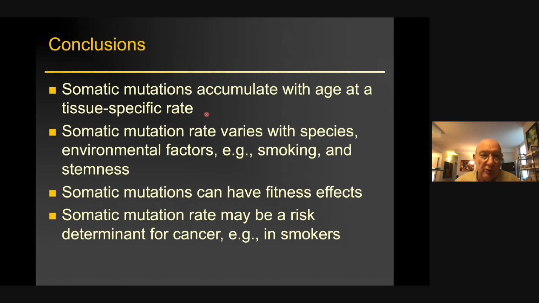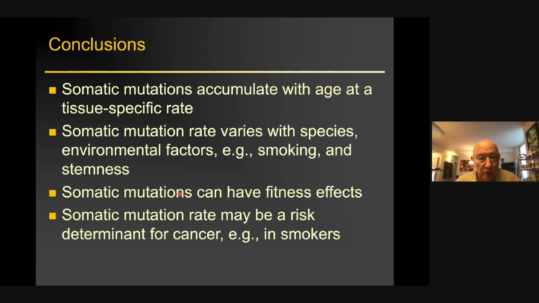And others have found the same differences. Now, there's also differences in somatic mutation rates depending on the species. I showed you that there's probably a correlation with species longevity and the mutation rate. But also environmental factors are important. I showed you smoking, but there are others as well. And the character of the cell that you're looking at: stem cells are more resistant to mutation accumulation than fully differentiated cells. Germ cells are very well protected.